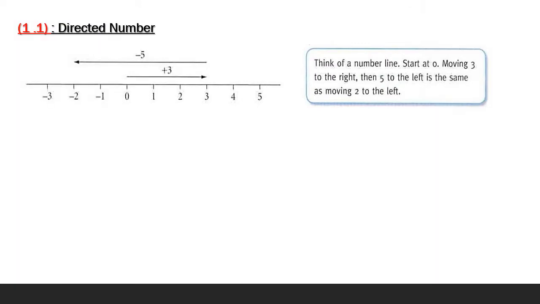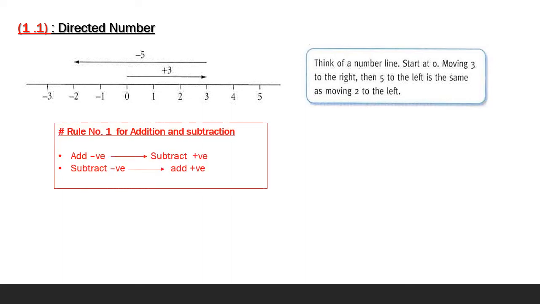So for directed numbers, let's say that we have a number line starting from 0. If it's a positive number, it will start from 0 on the right hand side. If we consider that a negative number is in the opposite direction of a positive number, it will start from 0 to the left hand side. So think of the number line starting from 0, moving 3 to the right, then 5 to the left. It's the same as moving 2 to the left. So this is a directed number.